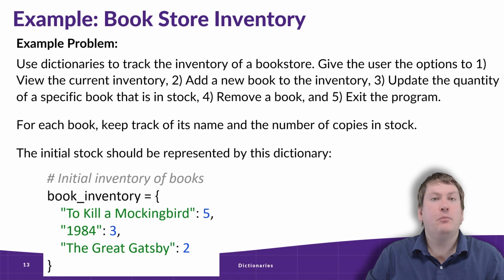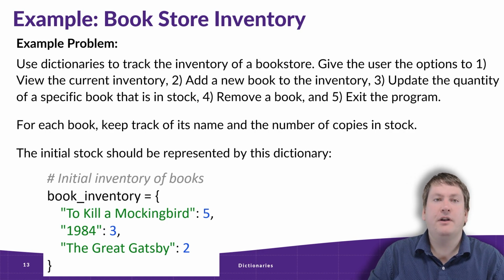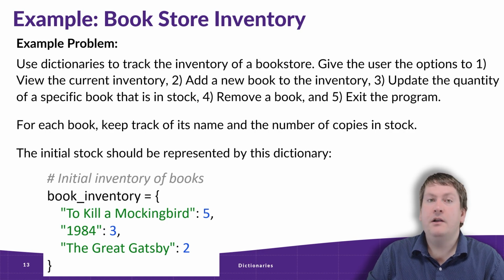Let's now take a look at a more interesting and complex example using dictionaries. And for this problem, we're going to make a bookstore inventory for our pretend bookstore. So we want to use dictionaries to track the inventory of a bookstore. We're going to give the user a few options. Option number 1 is view the current inventory. Option number 2 is to add a new book to the inventory. Option 3 is to update the quantity of a specific book that's in stock. Option number 4 will be to remove a book. And lastly, option number 5 will be to exit the program.